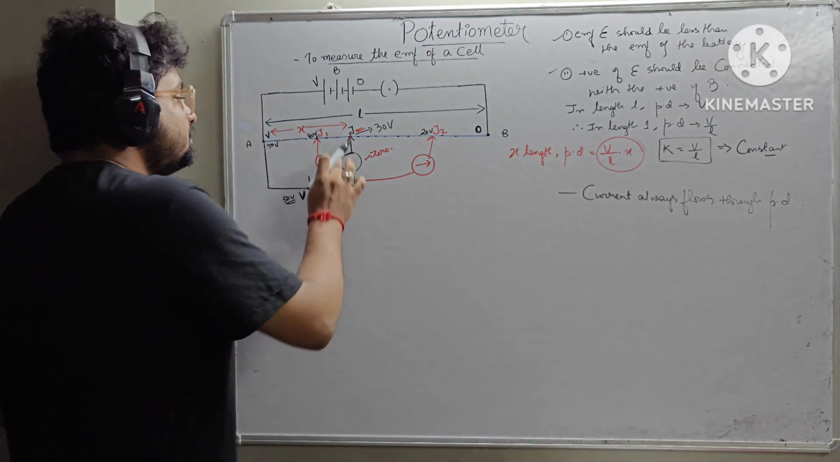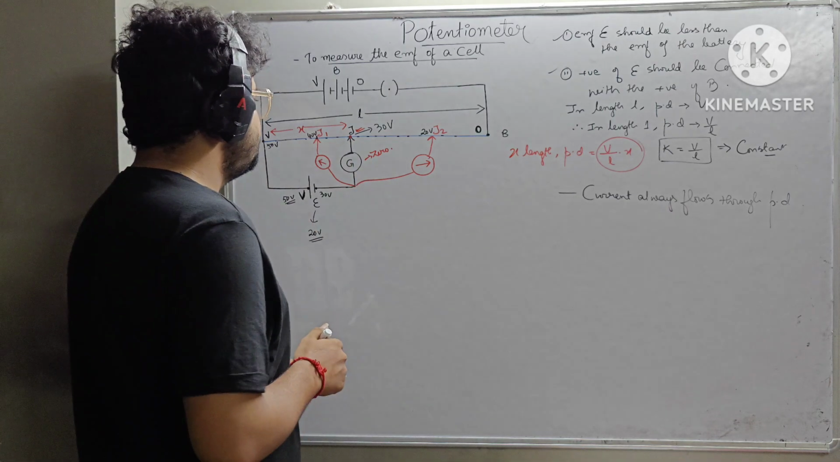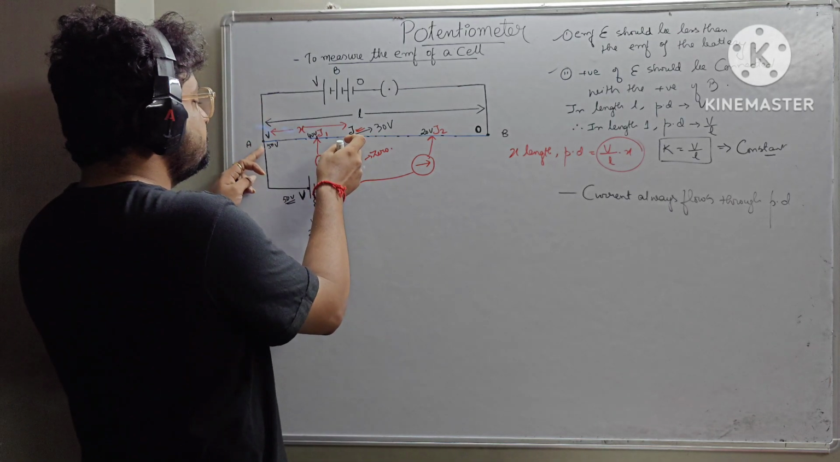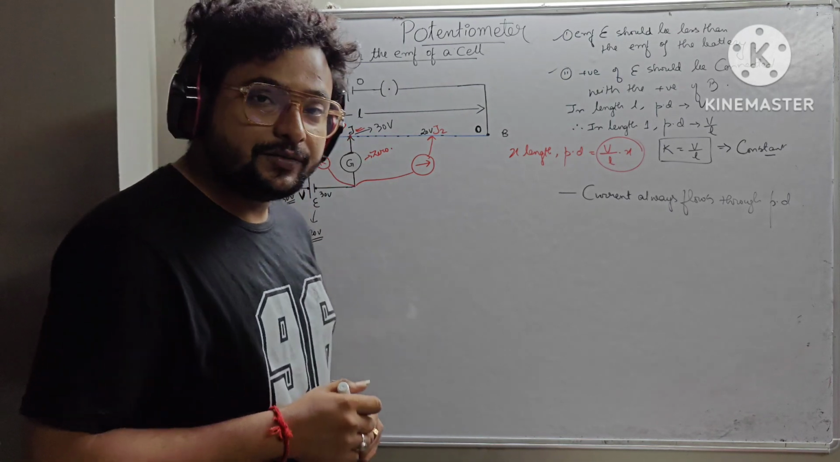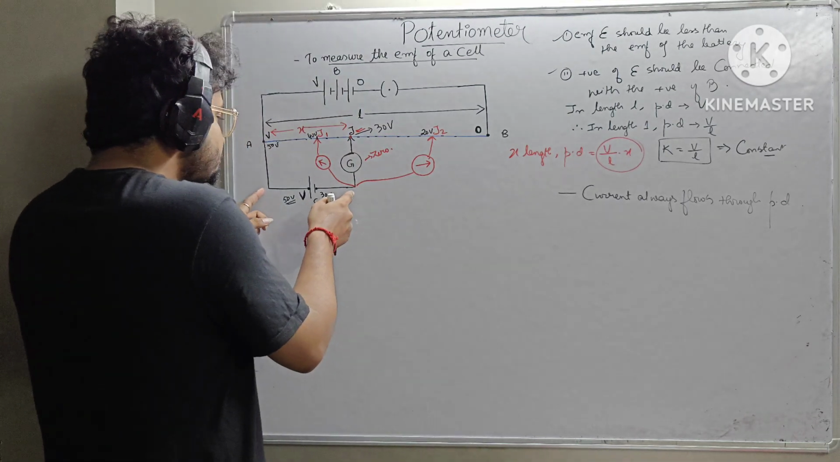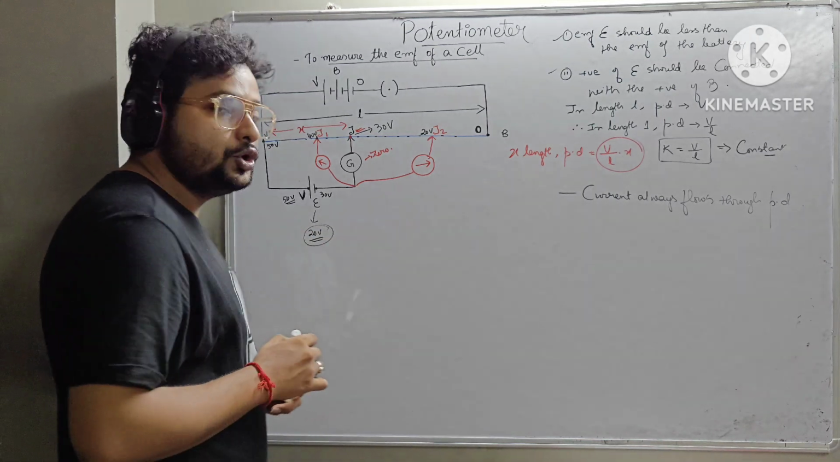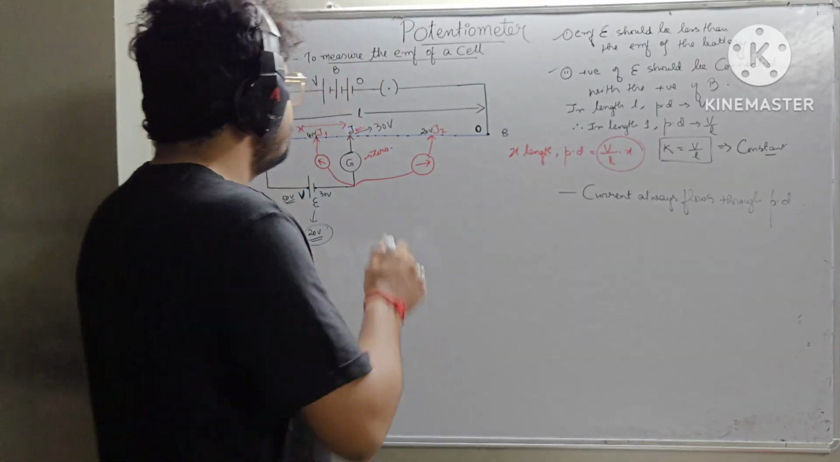Now suppose if you touch the jockey at 30 volt, you see what happens. If you touch the jockey at 30 volt, then the potential difference between these 2 points is becoming how much? 20 volt. 50 volt minus 30 volt is how much? 20 volt. And the potential difference between these 2 points is also 20 volt. That is the EMF of the cell. So what will the current see? You see what the current will see?